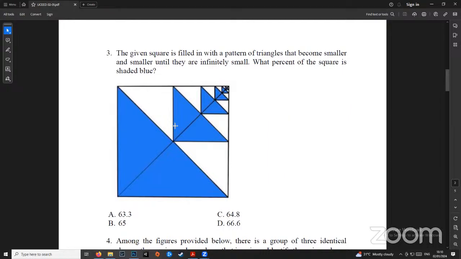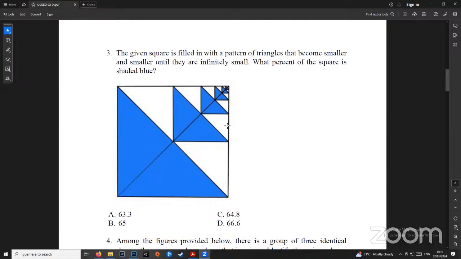If it is 1/3, 1/3 of this total will be shaded. Okay, 1/3 of 50 is 6.6 into 3, which is 19.8. Okay, I will check this answer and get back to you whether this answer is correct or not.